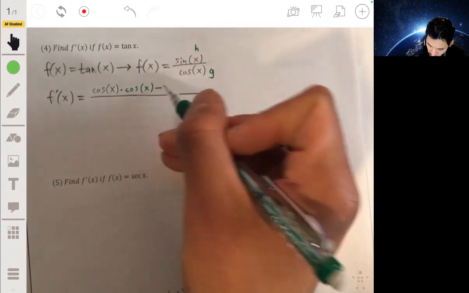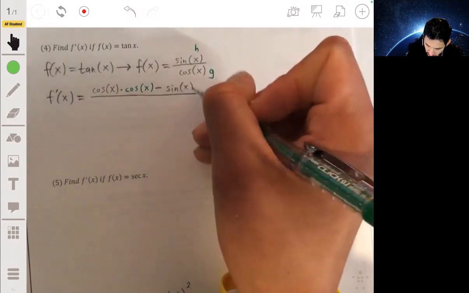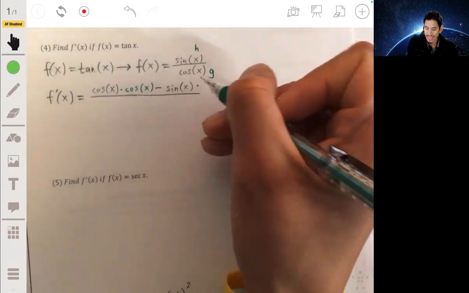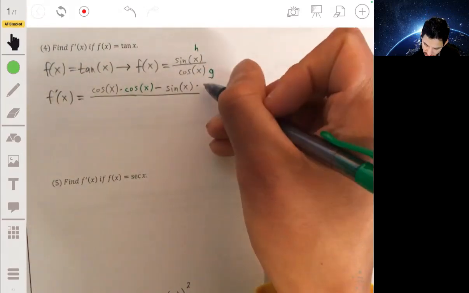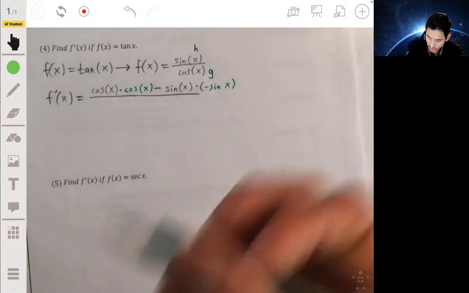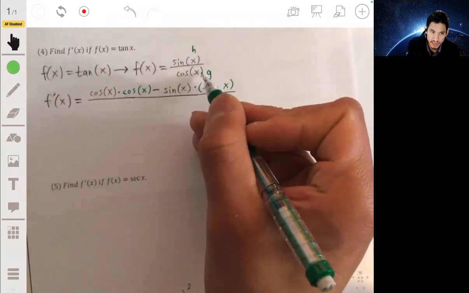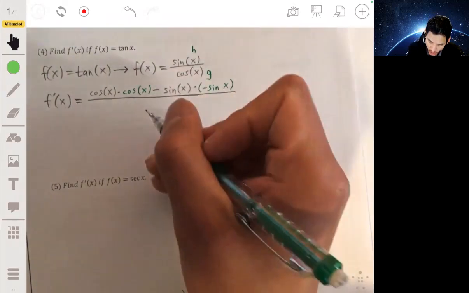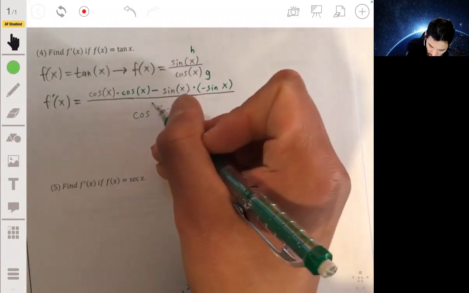And from that, you subtract h, sine of x, in other words, and then you multiply that by the derivative of g, or the derivative of the cosine of x, or the negative sine of x. And this is all over g squared. This is all over the bottom function squared, or the cosine of x squared.